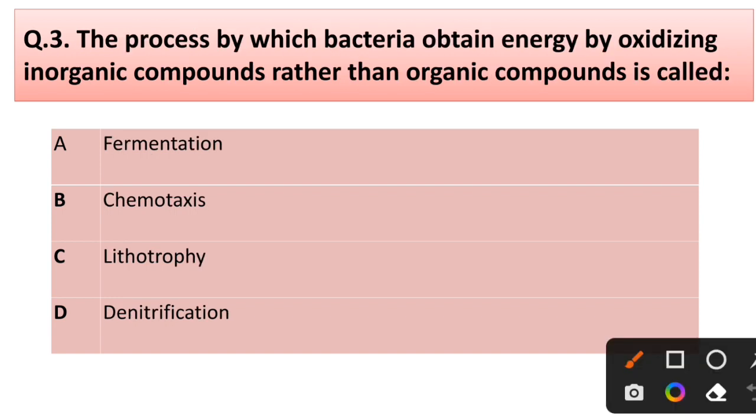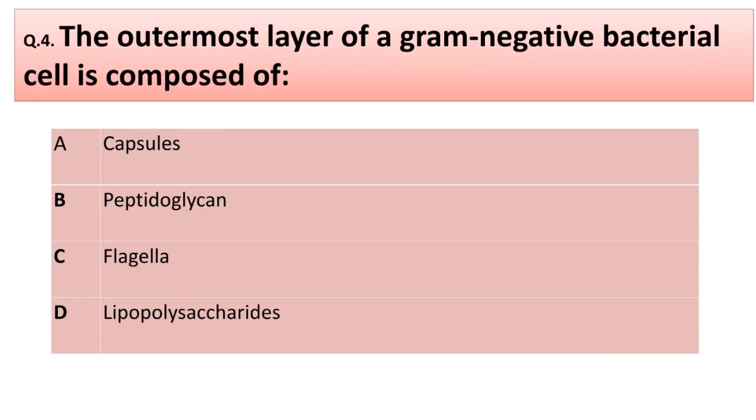Question number 3. The process by which bacteria obtain energy by oxidizing inorganic compounds rather than organic compounds is called fermentation, chemotaxis, lithotropy, denitrification. Answer is option C, lithotropy.